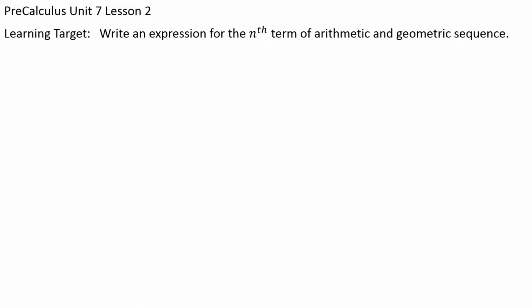Okay, so our learning objective this time is that we want to write an expression for the nth term of a sequence, and in particular, we're going to look at arithmetic and geometric sequences. Notice I said arithmetic, not arithmetic. Spelled the same way, but we actually say arithmetic when we're looking at a sequence, and then geometric would be the other type of sequence.